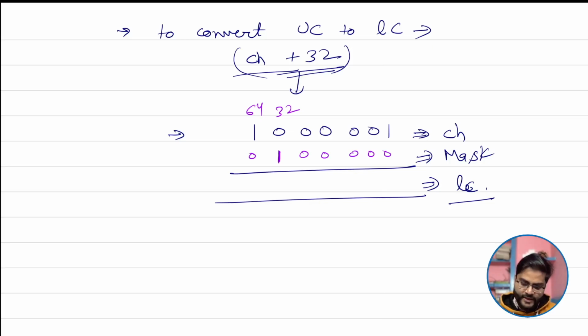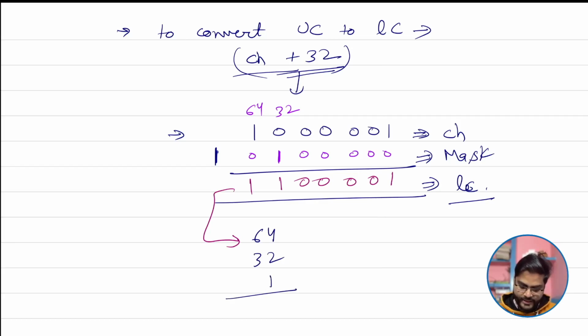If I use bitwise OR, what will happen? Let me write the resultant. It will be 1, 0, 0, 0, 0, 1, 1. Here we can see that the bit at this position is now set. What is the equivalent value of this? This is 64, this is 32, and this is 1. It is nothing but 97, which is the lowercase value of a. So we know that the uppercase value of a is 65 and the lowercase value of a is 97.